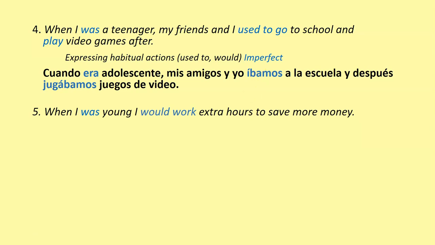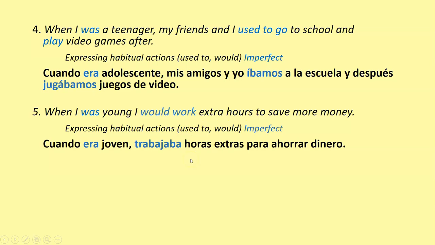Número 5. When I was young, imperfect. I would work extra hours to save money. Same as before, everything that is translated as used to or would will be in the imperfect. Cuando era joven, trabajaba horas extras para ahorrar dinero.